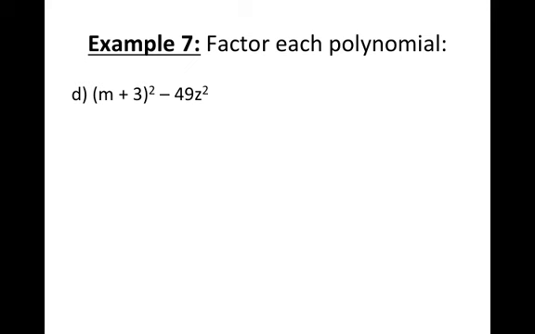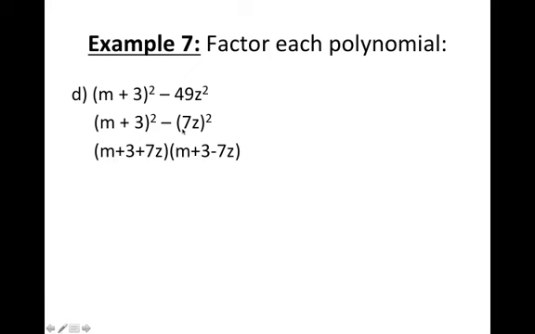All right, on this one, we've got m plus 3 squared minus 49z squared. Well, m plus 3 is squared, so we can just treat that as our first term that's squared. And 49z squared, we can think of as 7z quantity squared. So this is a difference of two squares. So we're going to have m plus 3 plus 7z times m plus 3 minus 7z.